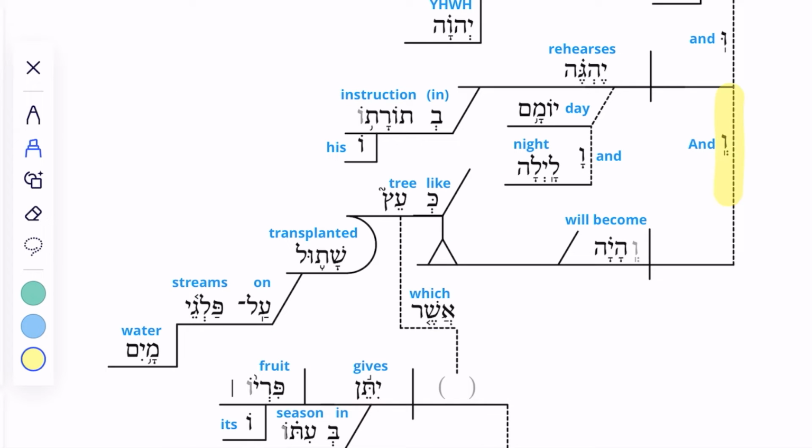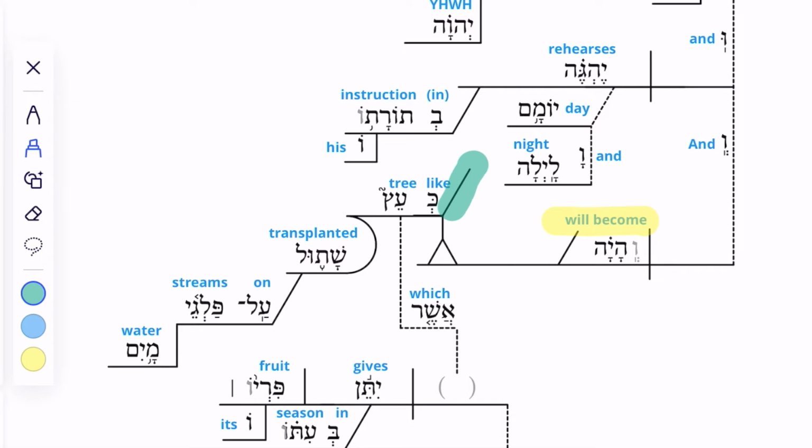The dotted line, continuing to join clauses, shows us that verse 3 is connected to verse 2 by the conjunction and. The subject is still the same man, who will now become like a tree. Be versus become is a matter of verbal semantics, not morphology, so look for that distinction there.